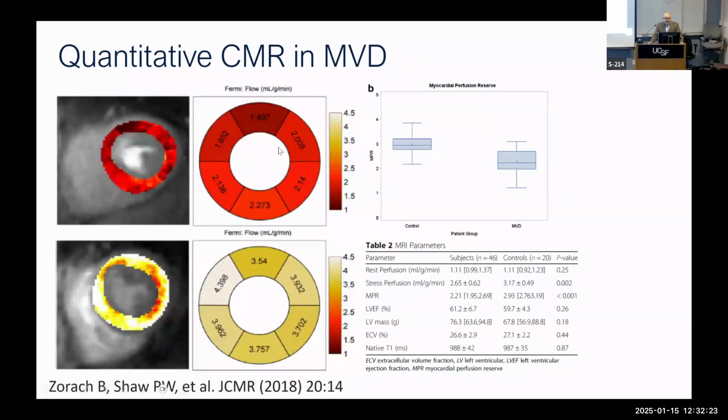We did a study looking at about 50 patients who went to the cath lab and 20 age-matched controls. These patients had to be either women, diabetics, or have metabolic disease. And just among that cohort of non-obstructive disease, we were able to show that there are abnormalities in both myocardial perfusion reserve as well as stress perfusion, whereas all of the other parameters were pretty similar in these patients.